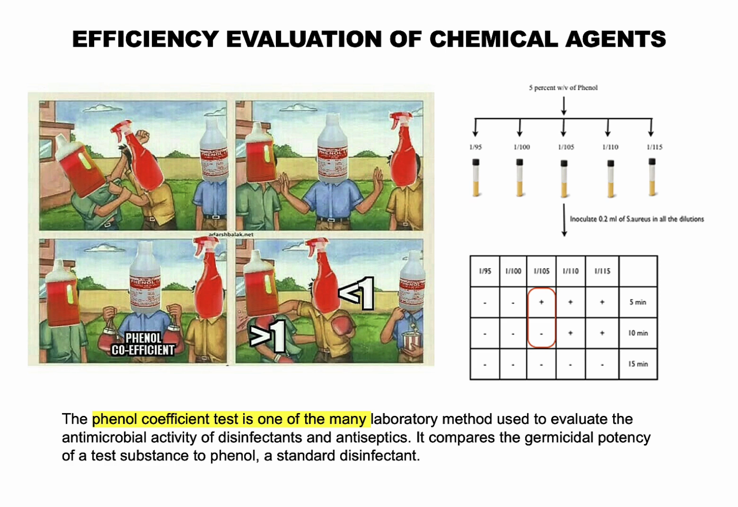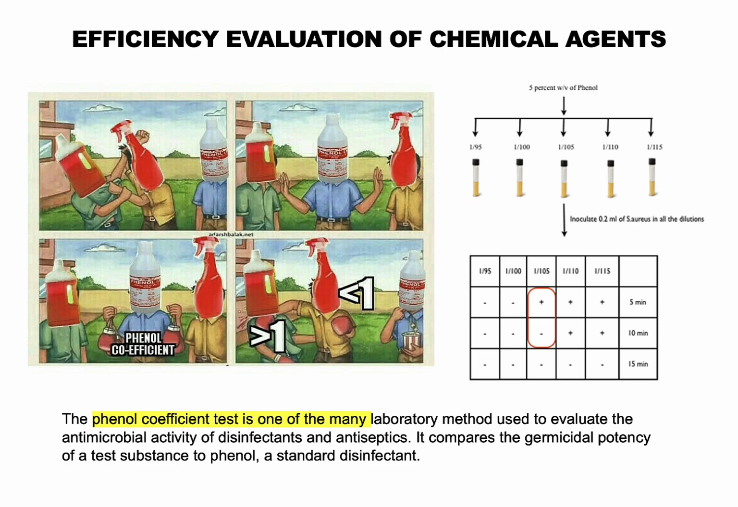The highest dilution that effectively kills the bacteria within the specified time is noted for both the test substance and the phenol, with the phenol coefficient calculated by dividing the dilution of the test substance by the dilution of phenol. A coefficient greater than 1 signifies that the test substance is more potent than phenol, while a coefficient of 1 indicates equal potency, and less than 1 shows reduced potency.